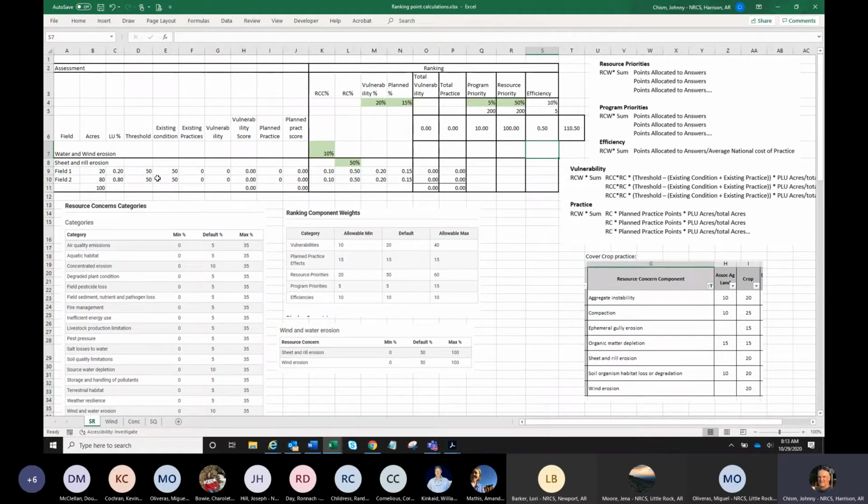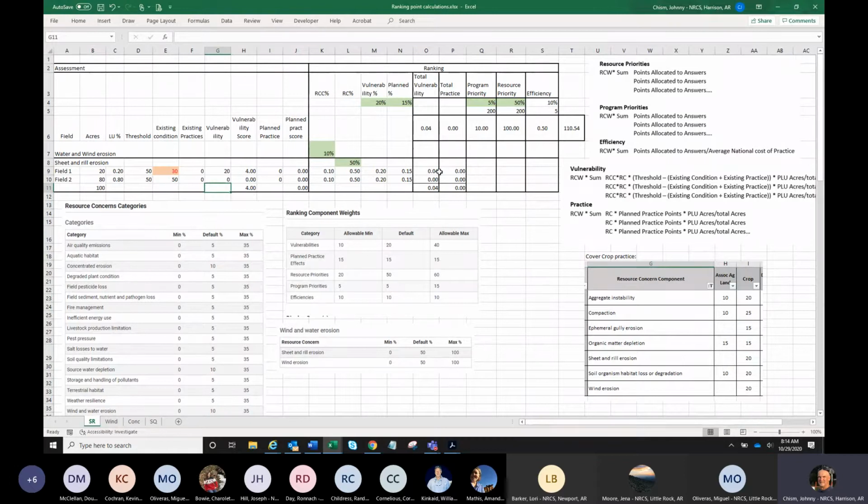So let's say, for instance, in this case, in field 1, which is only 20 acres out of the 100, his existing condition is 30, which means there is a vulnerability. But that 30 points is divided by the acreage of the field. And since the field is only 20%, it totals up to 4 points. Well, then that 4 points is multiplied times the resource concern category percentage times the resource concern percentage times the vulnerability. And for those 20 points, he gets 0.04 points.